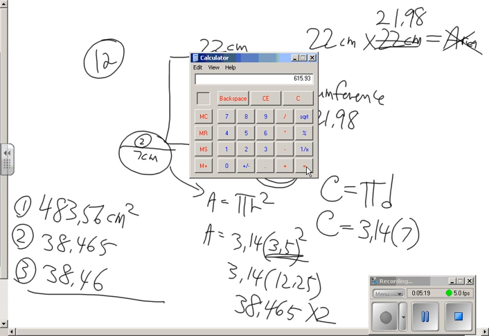So let's make E the answer, and that will be 615.93.